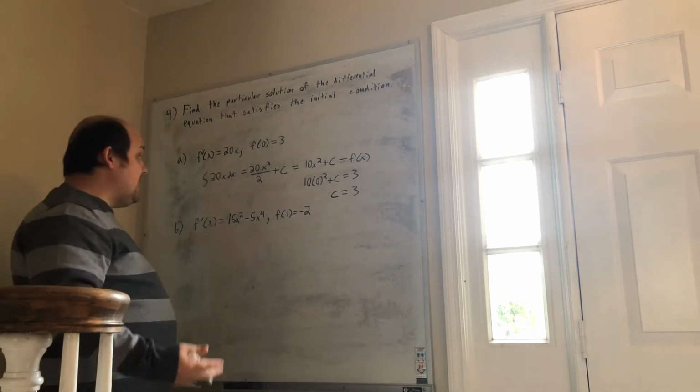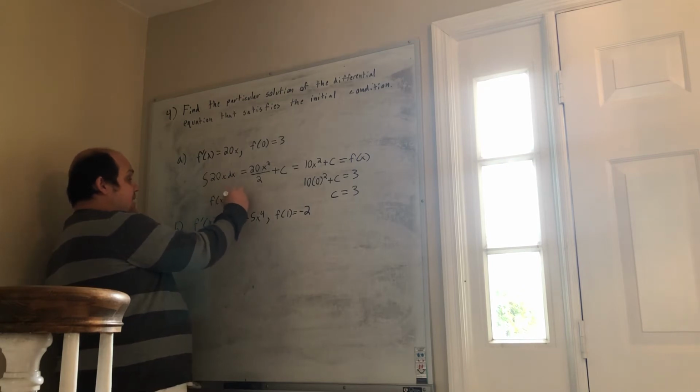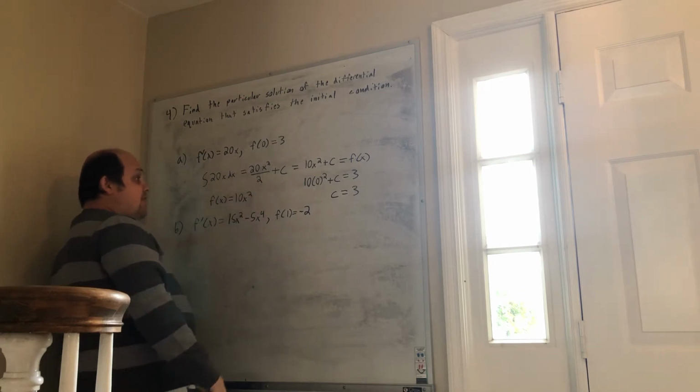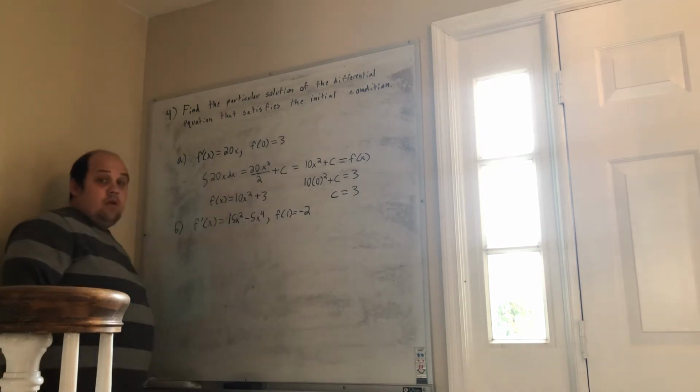Now that I know what c is, I can write the full equation. F of x equals 10x squared. Instead of writing plus c, I can write plus 3.